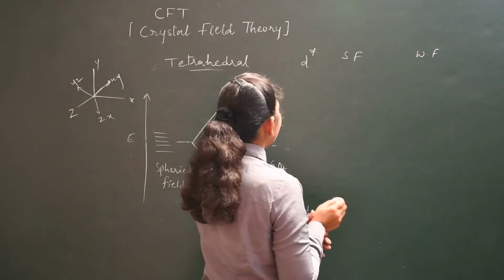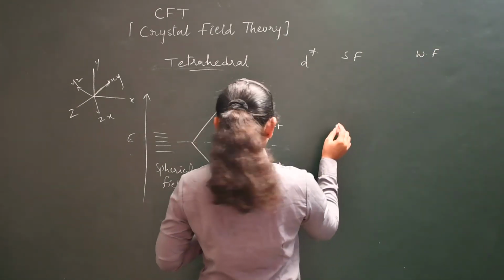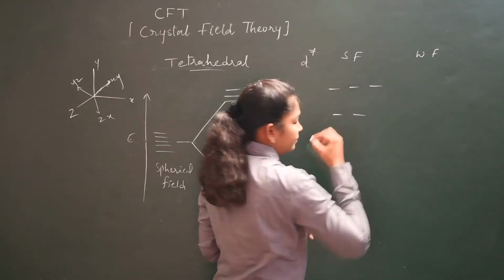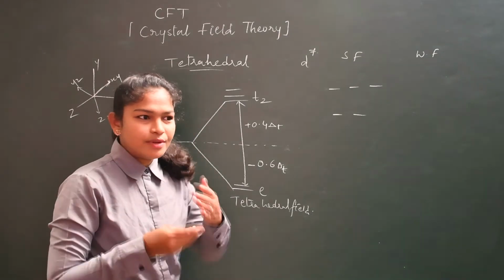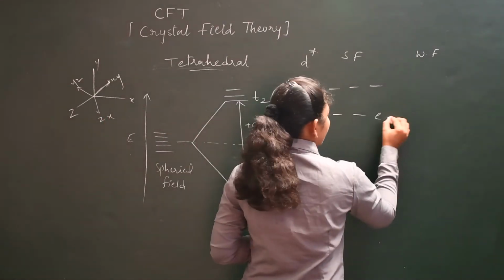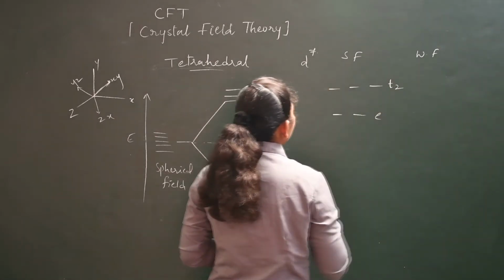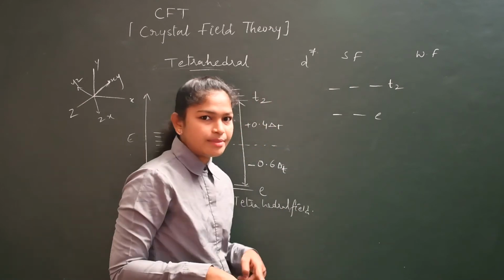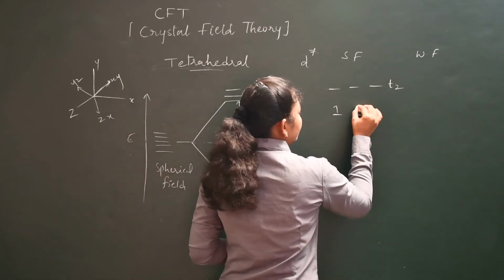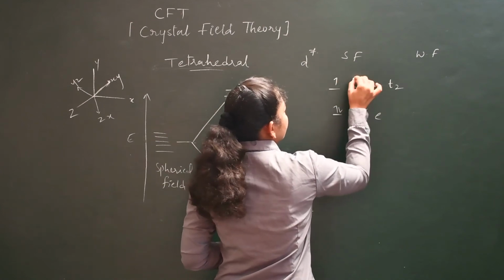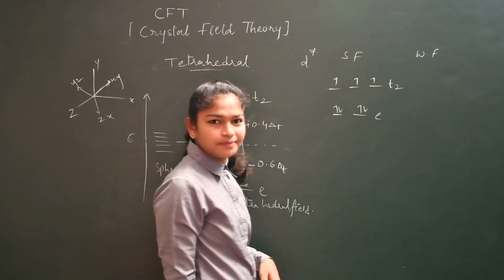So how does it happen now? Now eg will be down, then t2g will be up. So the filling of electrons will also be totally different. This is E, this is T2, now d7 system, right? First, in the strong field, we have to pair up the electrons: 1, 2, 3, 4, 5, 6, 7.